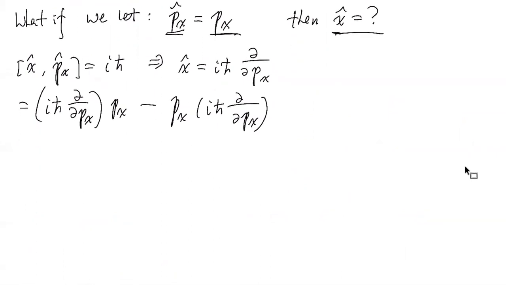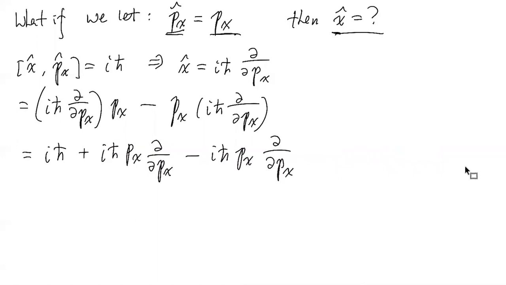Okay, so this is what? The first term is simply iħ, dPx is 1, right? So the first term is simply iħ. The second term is what? The second term contains two terms, right? Plus iħ Px d/dPx minus iħ Px partial Px, right? And this is equal to iħ.